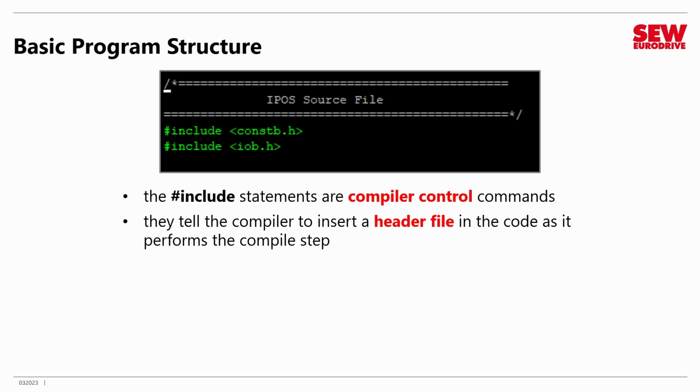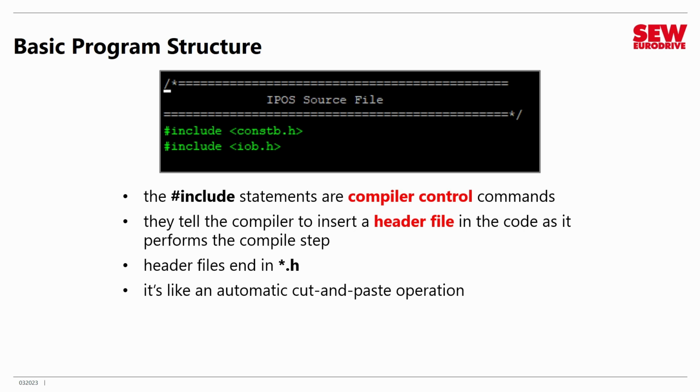In this case, the include command says take a header file. Remember, those are files that end in .h, and just insert it into the code during compile. You can think of it almost like a cut and paste operation. It's sort of automatic cut and paste. It takes that file that ends in .h and opens it up, pulls the code out of it, and inserts it into your program during compile time. You'll never see that code actually appear in there, but that's what it's doing. It's cutting and pasting it during compile time.